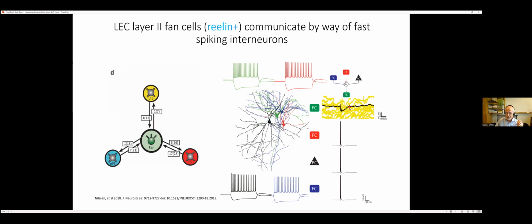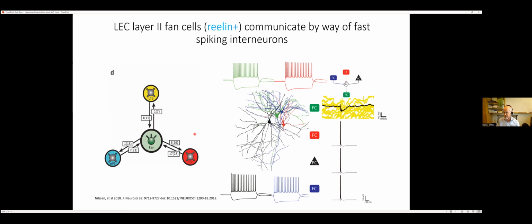No matter how hard we try, fan cells don't like to talk to each other. They preferentially like to talk to fast spiking cells that then inhibit a lot of the neighboring fan cells. So in other words, the network in layer 2 of the lateral entorhinal cortex is very similar to the layer 2 network in the medial entorhinal cortex.